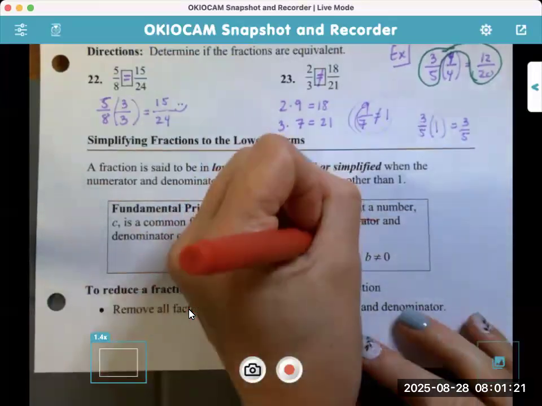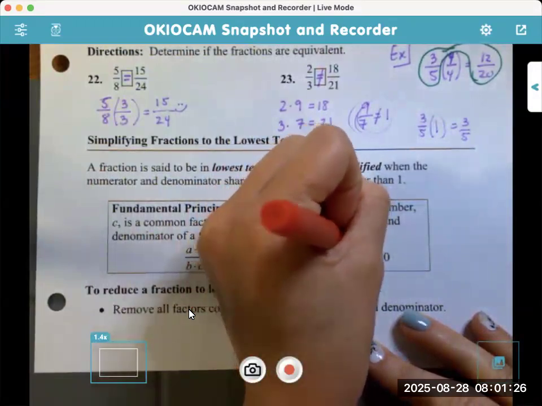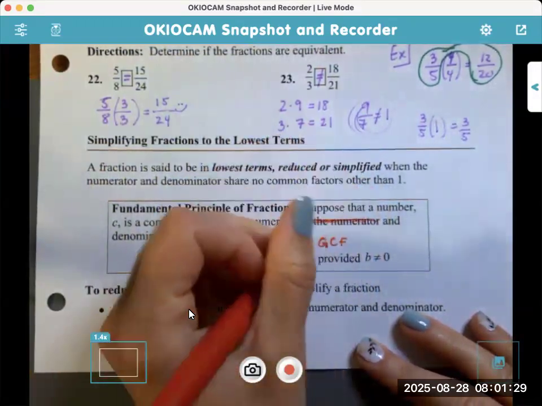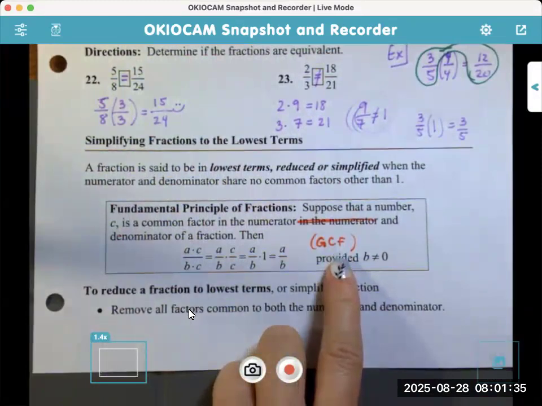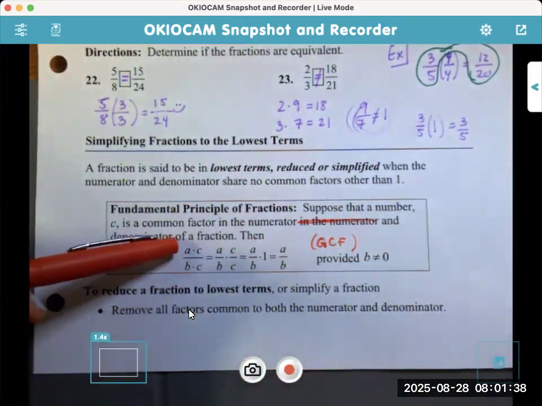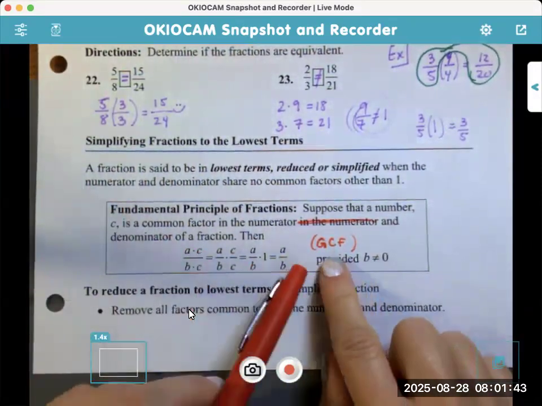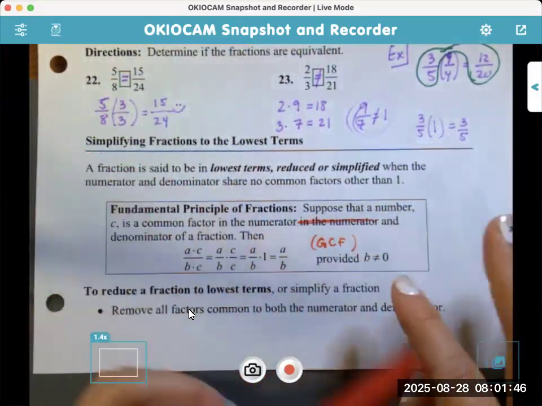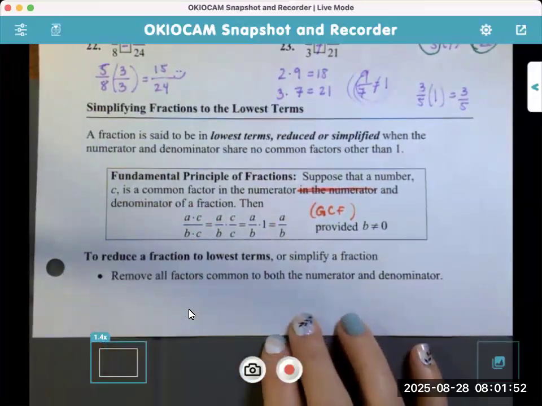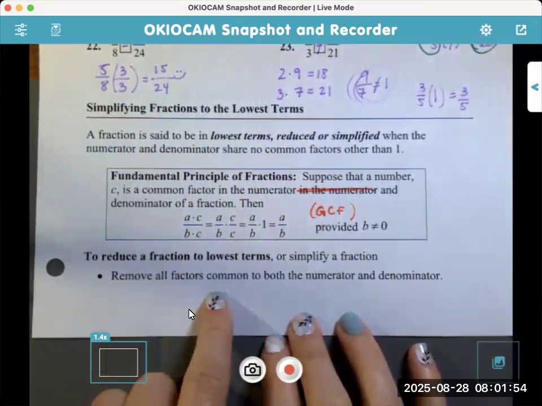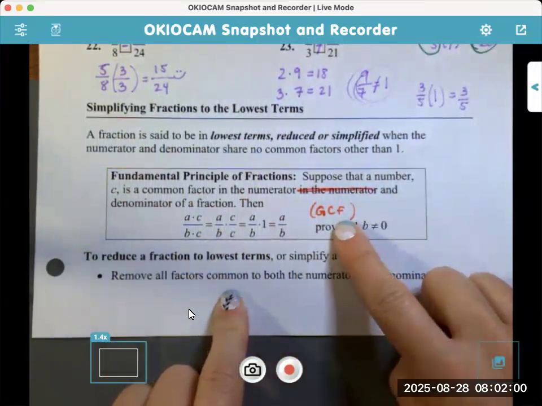Also known as the GCF, the greatest common factor that we went over on the first or second day of class. You're reducing by the greatest common factor, the same thing in the numerator and in the denominator, which is why we learn GCFs. If you don't get the greatest in one full swoop, that doesn't matter. You just do it in multiple steps. So to reduce a fraction to lowest terms or simplify a fraction, you want to remove all factors common to both the numerator and denominator, the GCF, which again is why we learn GCF.